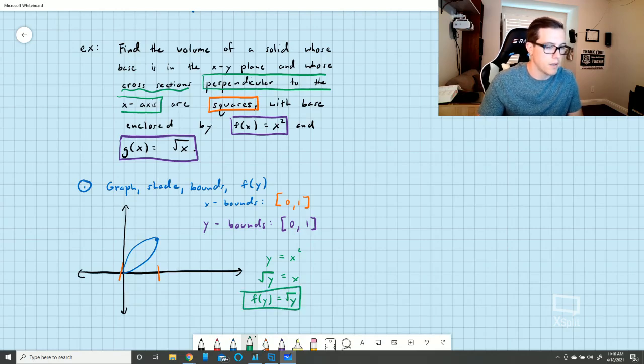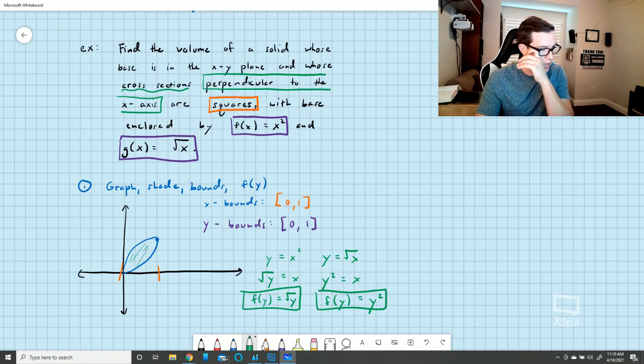And then it's going to be similar for the other one. This is a pretty basic example. Square both sides. So basically it just flips both of them. Okay, that's all your setup. And then this is the shaded area enclosed by the two graphs.